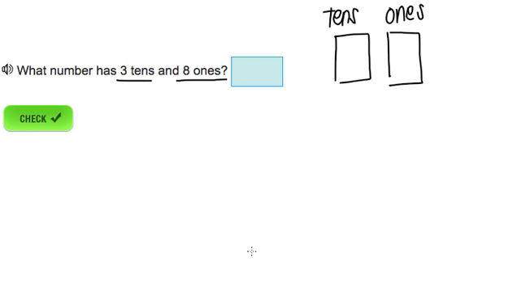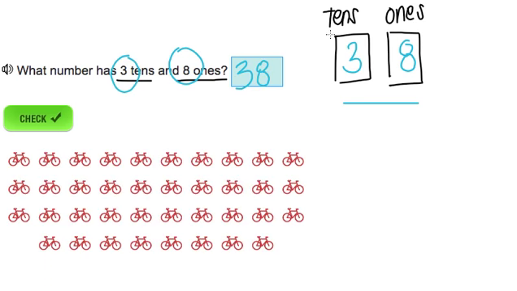So how many ones do we have? We have 8 1s. How many tens do we have? We have 3 10s. So what number do we have? 38. We can also look at some pictures to double check our answer.